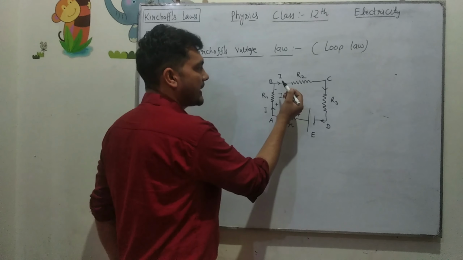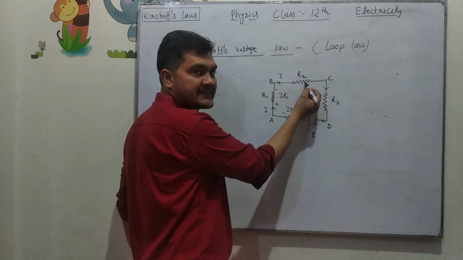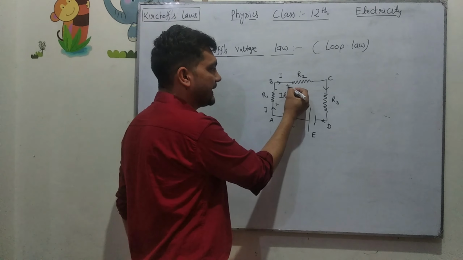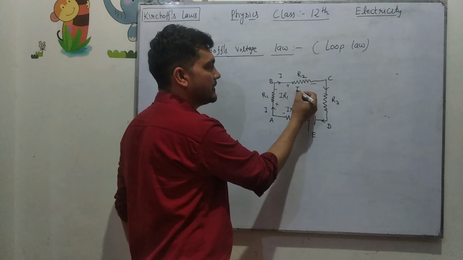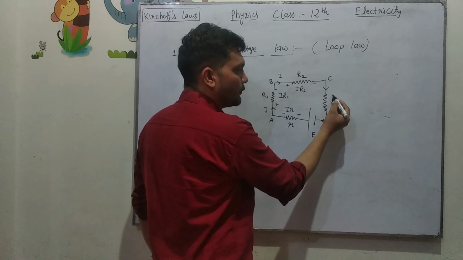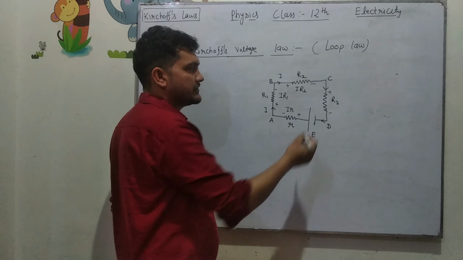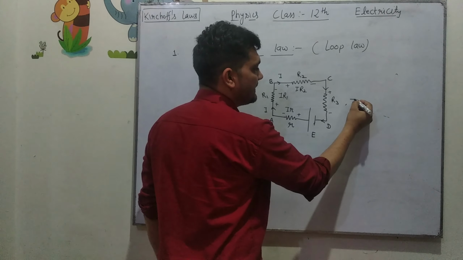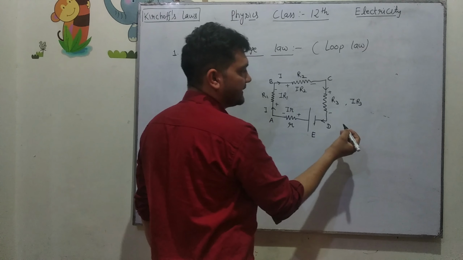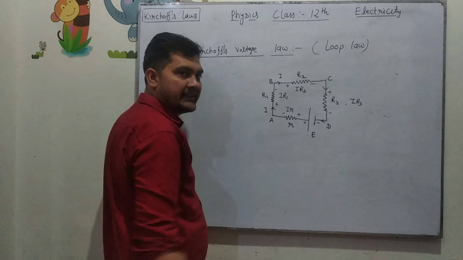Okay, now according to the same rule, suppose current I is flowing through this resistance, then some voltage is developed across this resistance also, and that will be I multiplied by R2. In similar fashion, a potential difference is created across this resistance also, and it will be I multiplied by R3. And finally, this is EMF E.